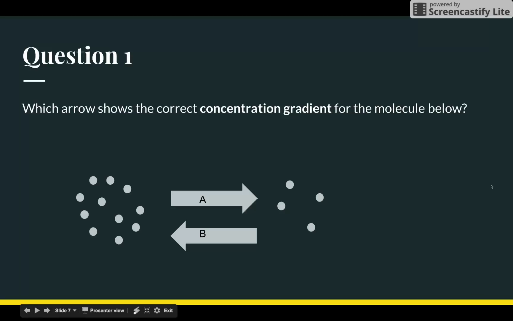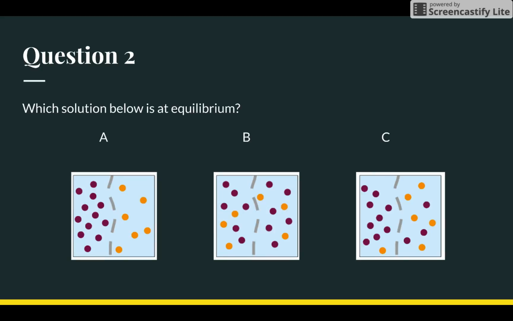Question number 1, which arrow shows the correct concentration gradient for the molecule below? A or B? Question number 2, which solution below is at equilibrium? A, B, or C?